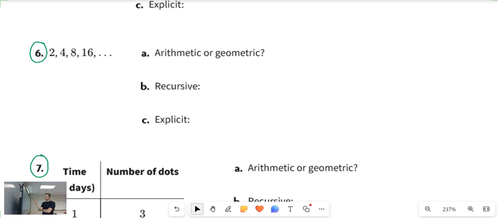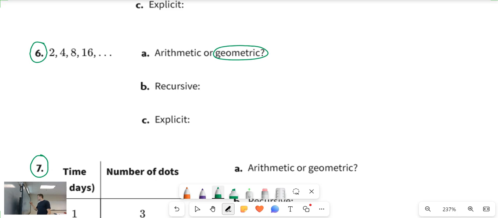So we got 2, 4, 8, 16. Now, arithmetic sequences will always have the same common difference, right? That'll be like plus 2, plus 3, plus 4, something like that, where it's adding plus 2, plus 2, plus 2, plus 2. Each step it adds the same, or subtracts the same, but it's the same step each time. In this case, though, we're going from 2 to 4 is a jump of 2, and then we're jumping 4 from 4 to 8, and then we're jumping 8 from 8 to 16. So it seems like we're always doubling. So that is going to tell me that is geometric. So we're just going to circle it, but that's geometric.